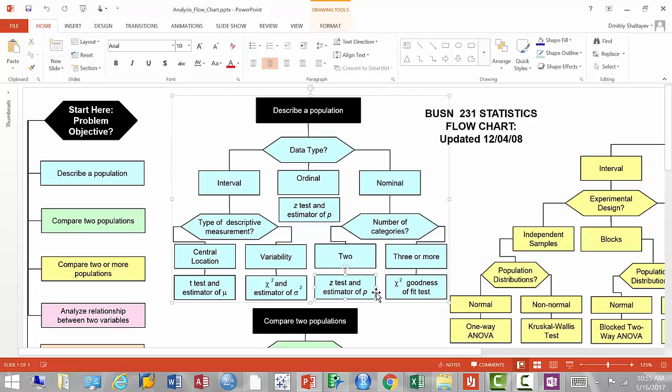So therefore, with the exception of the variability, we didn't touch variability at all, right? We covered these 3 things: the t-test and confidence interval for the mean, the Z-test and the confidence interval for proportion, and also chi-squared goodness of fit. So we're pretty much done with this first decision tree, okay?